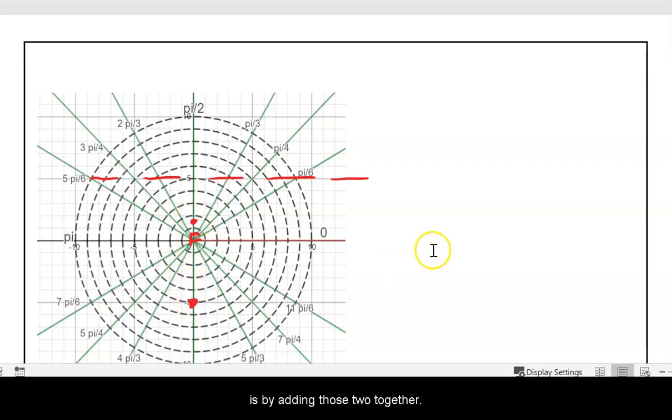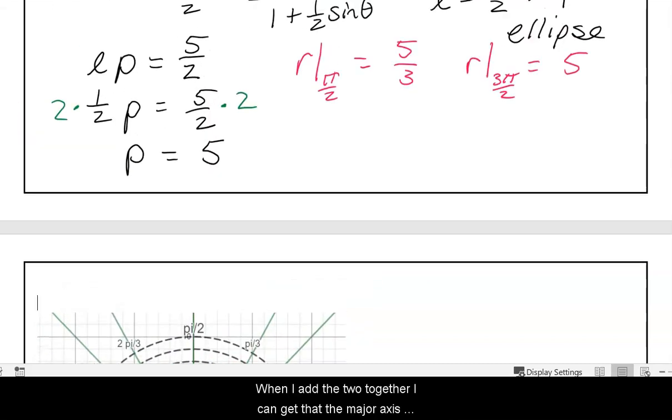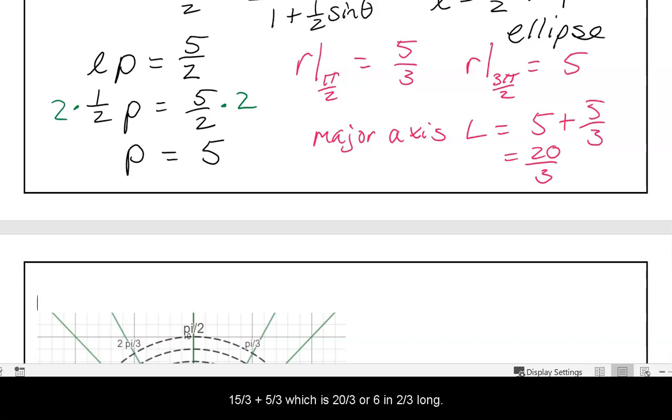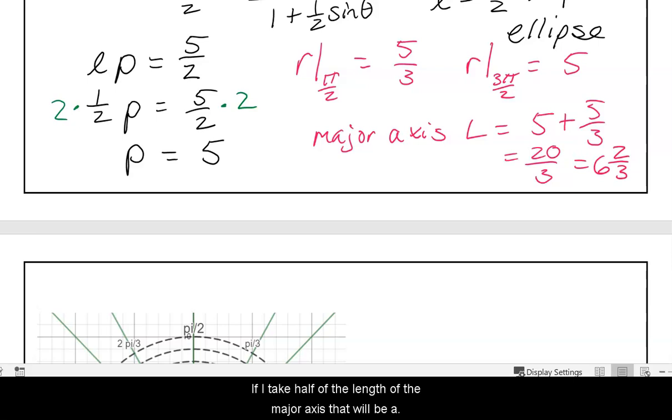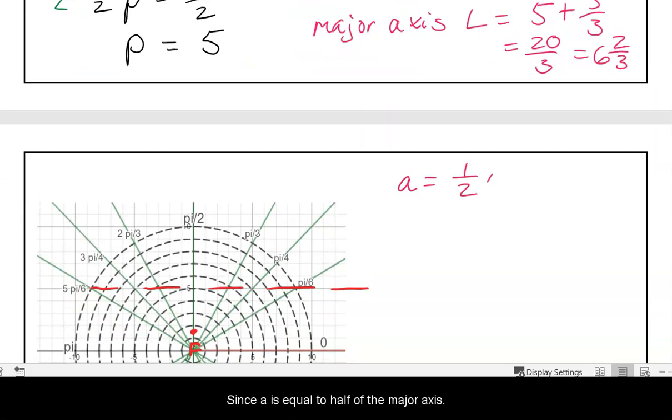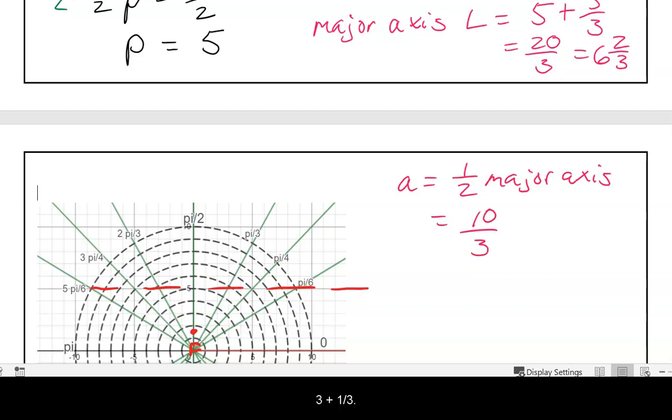Once I have that in line, then I know how far the major axis is by adding those two together. When I add the two together, I can get that the major axis has to have a length equal to 5 plus 5/3, or 15/3 plus 5/3, which is 20/3, or 6 2/3 long. If I take half of the length of the major axis, that will be A. Since A is equal to half of the major axis, that means it must be 10/3, or 3 1/3.